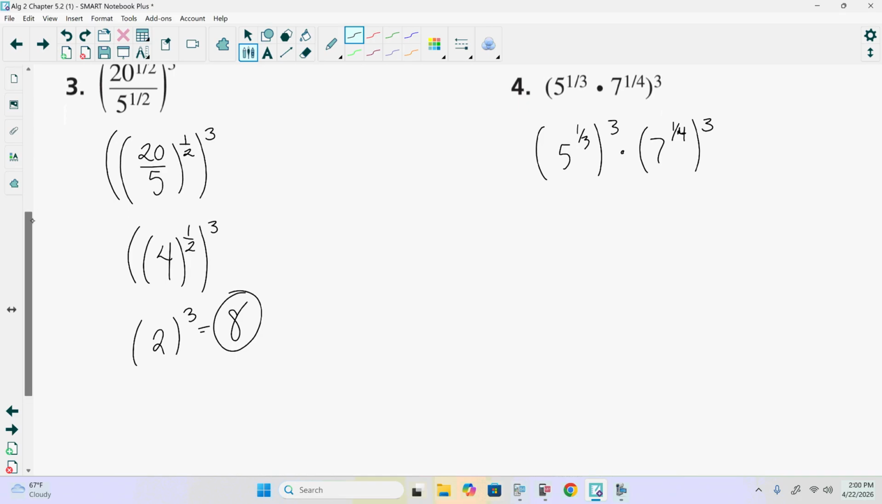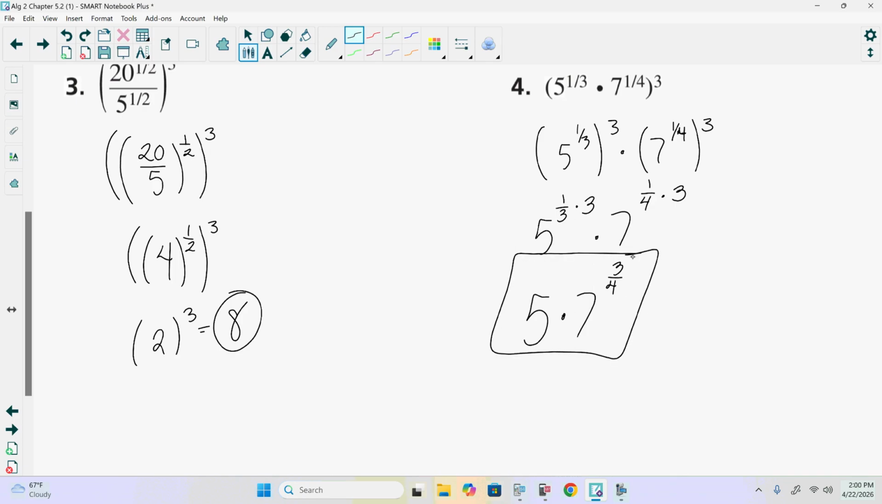Powers of powers. Multiply. So we have 5 to the 1/3 times 3 times 7 to the 1/4 times 3. 1/3 times 3 is 1, so it just gives us 5. Times 7, 1/4 times 3 would be 3/4, giving us 5 times 7 to the 3/4. Questions on those here?